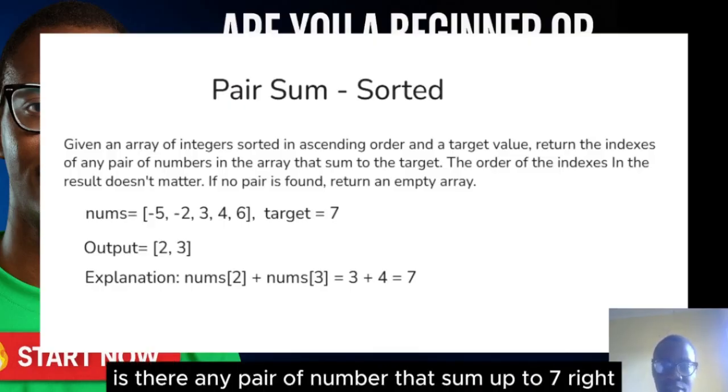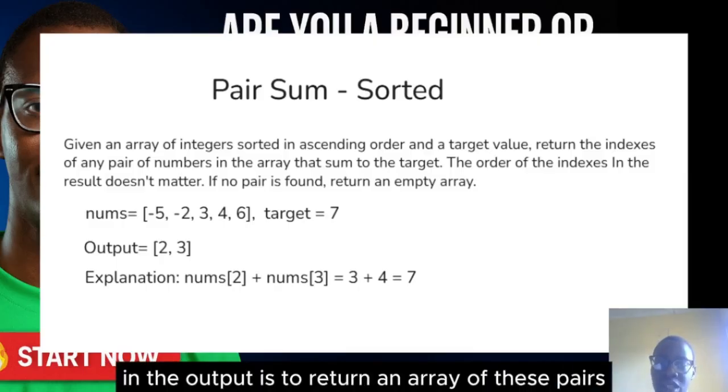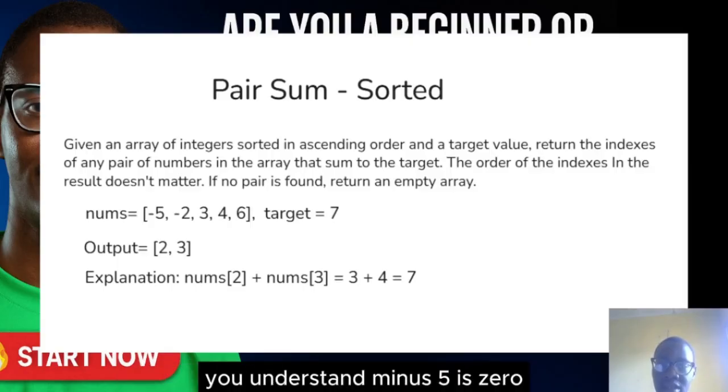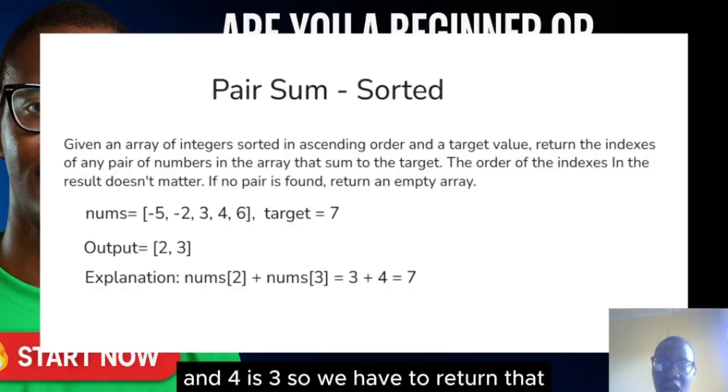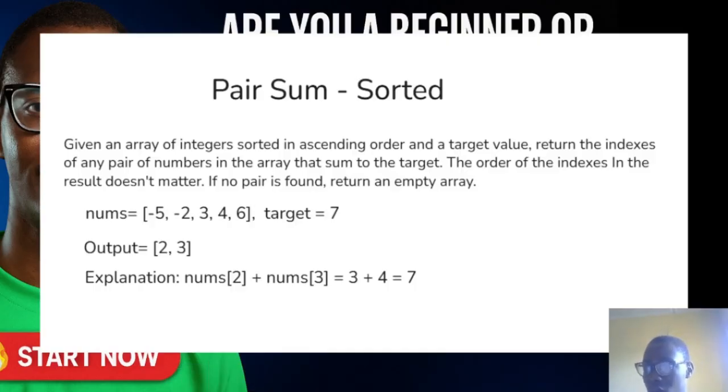Okay, by glancing through now, we can quickly look: is there any pair of numbers? Pair means two. Is there any pair of numbers that sum up to 7? Right, we can see 3 and 4 in the array, and they sum up to 7. So what they're expecting in the output is an array of the indices of this pair. Now, 3 and 4 correspond to index 2 and 3. You understand? Minus 5 is 0, minus 2 is 1, 3 is 2, and 4 is 3. So we are asked to return that array, that list of indices.